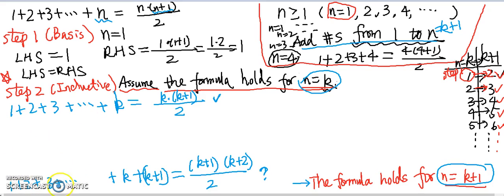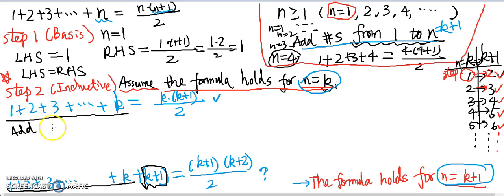So first, compare the left-hand sides. We have numbers we're adding from 1 all the way to k, and the same thing here, we're adding 1 all the way to k, but with the extra integer k plus 1. So in order to obtain the left-hand side, we're going to add k plus 1 to both sides.